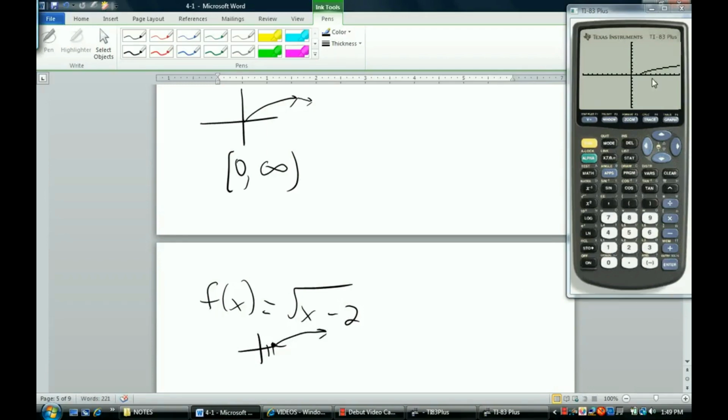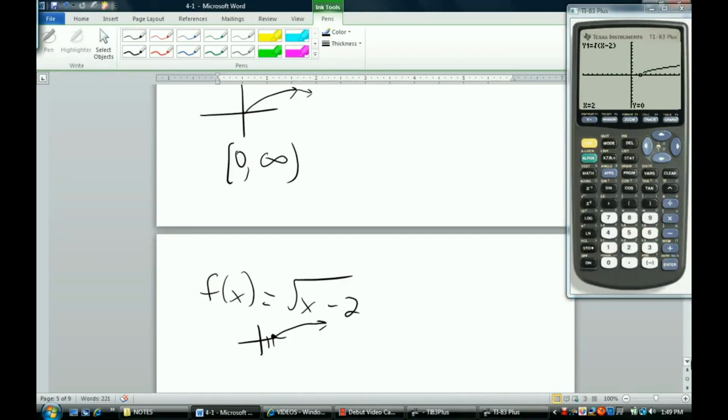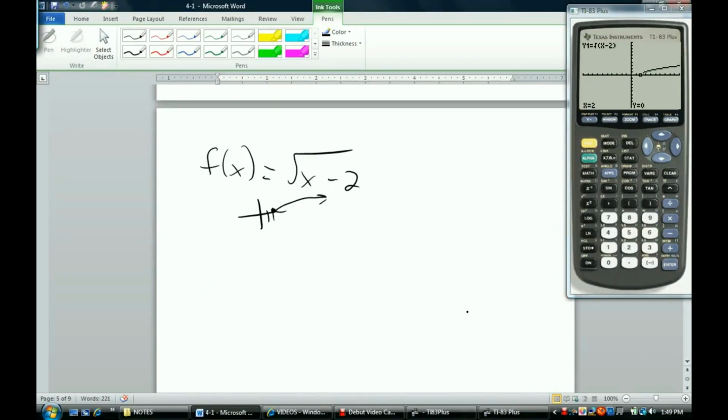So the only question is, does it exist at 2? It doesn't go to the left of 2, but does it go to 2? I prefer to use the trace button. So if I hit trace 2, enter, do I get an answer? Yes. 0 is an answer. So anytime I get an answer, that means it does exist. So how far left does it go for the domain? It goes 2 to the left, and I do include it. And then to the right, it goes forever.